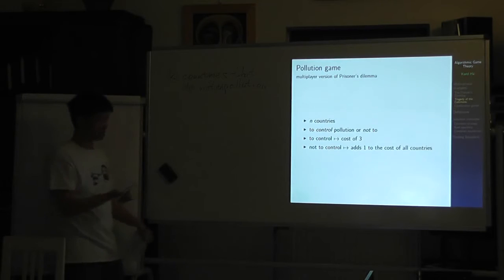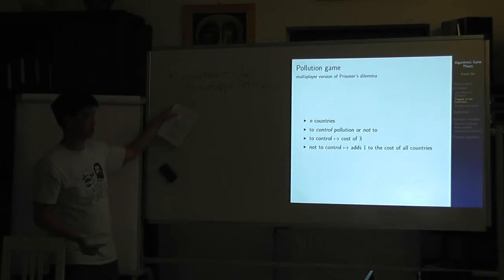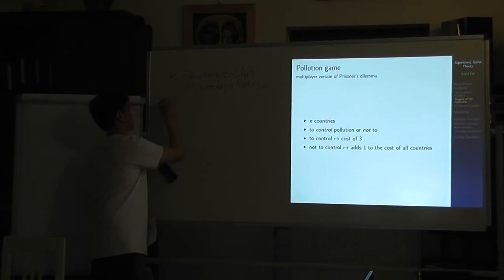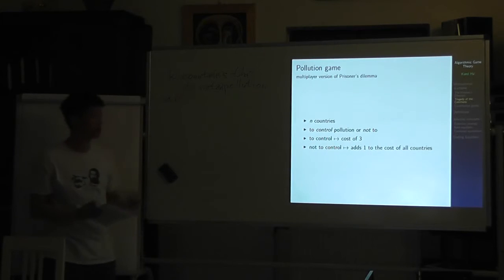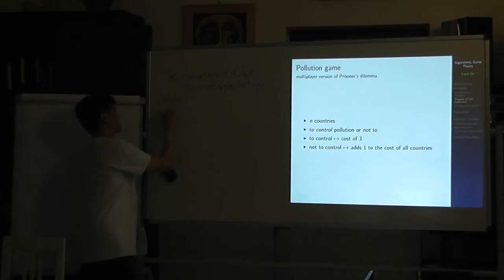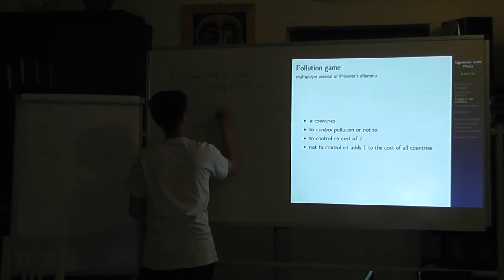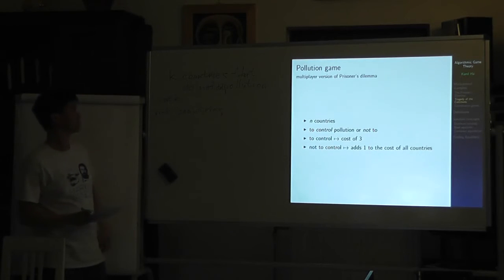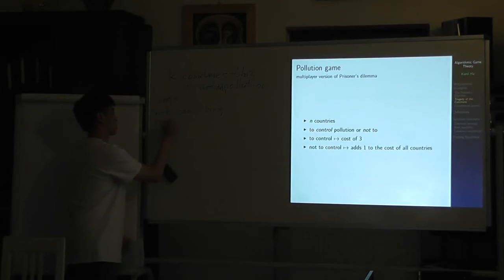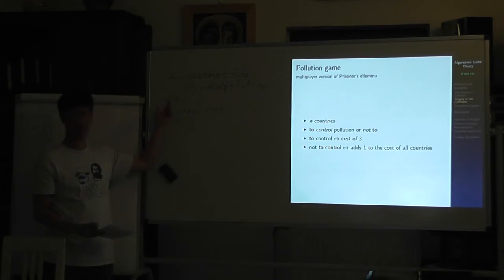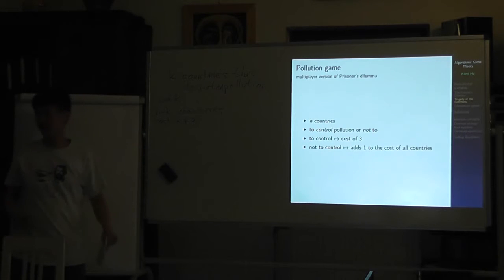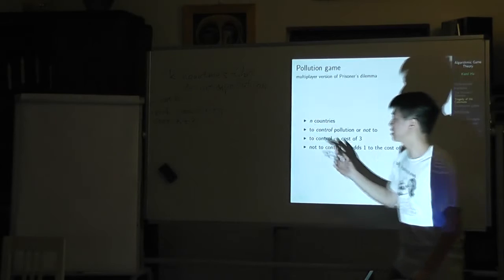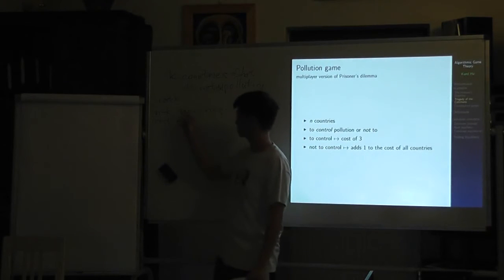So, in that case, each of these countries would have a cost of K, because they are adding one. Each of the K countries is adding one to the cost of all. And the remaining N minus K countries that are nice guys and controlling pollution would also have cost K from other countries, plus the controlling fees. So it is obvious that for each country, it would be better to not control pollution, because K is less than K plus 3 in mathematics.